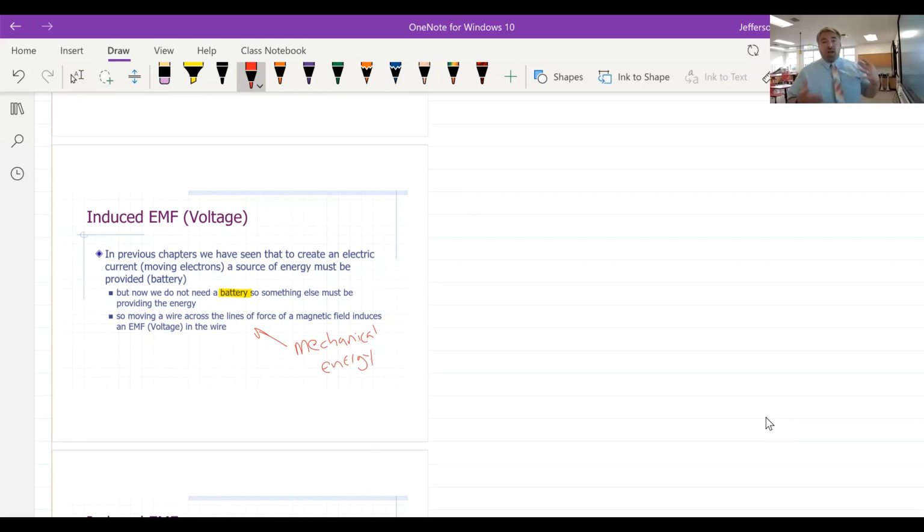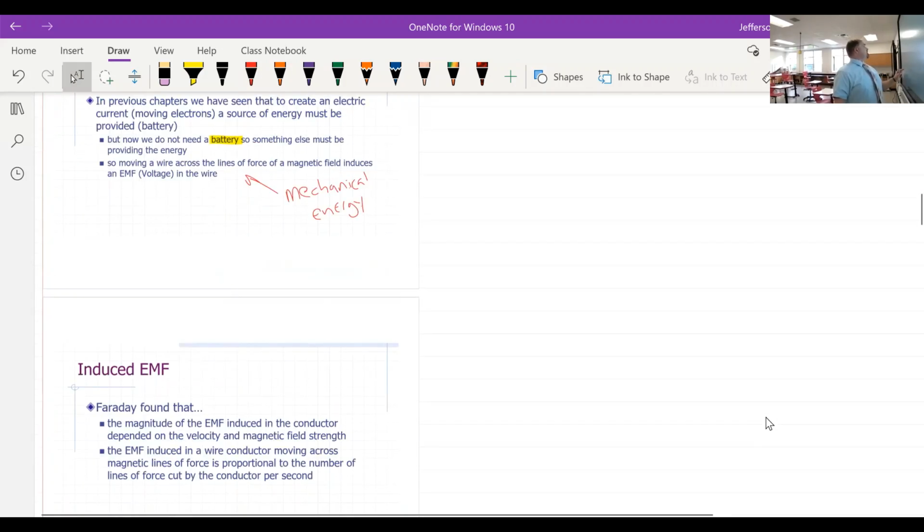In order to create that voltage, to create that impetus, that energy per charge for those charges to move through. Okay, so remember, in order to have a current flowing, you have to have that source of energy per charge, that voltage, that EMF. We had batteries before. Now we have another way, a mechanical way of doing it.